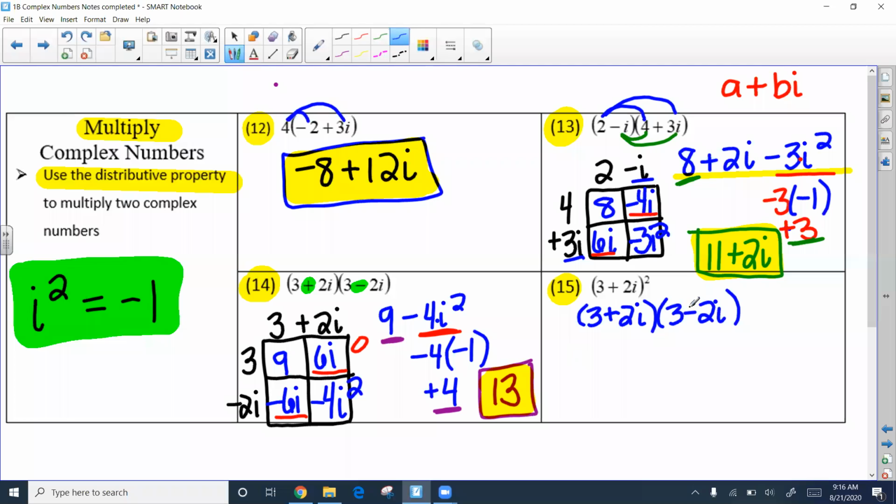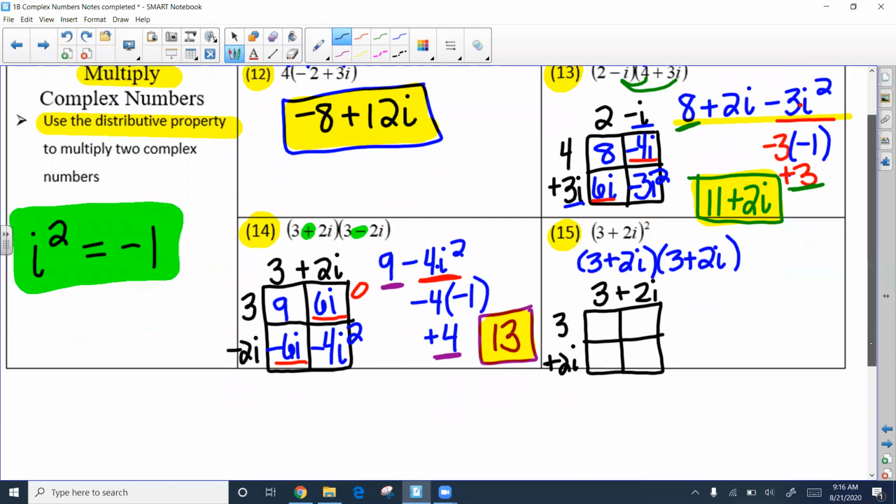3 plus 2i times itself would be 3 plus 2i times 3 plus 2i. I totally said that wrong. So 3 plus 2i times 3 plus 2i. Once we have it written out like that, again, you can use the box method if you prefer. I'm going to set it up with the box method. So notice this one's 3 plus 2i and then 3 plus 2i again. They're both plus 2i.